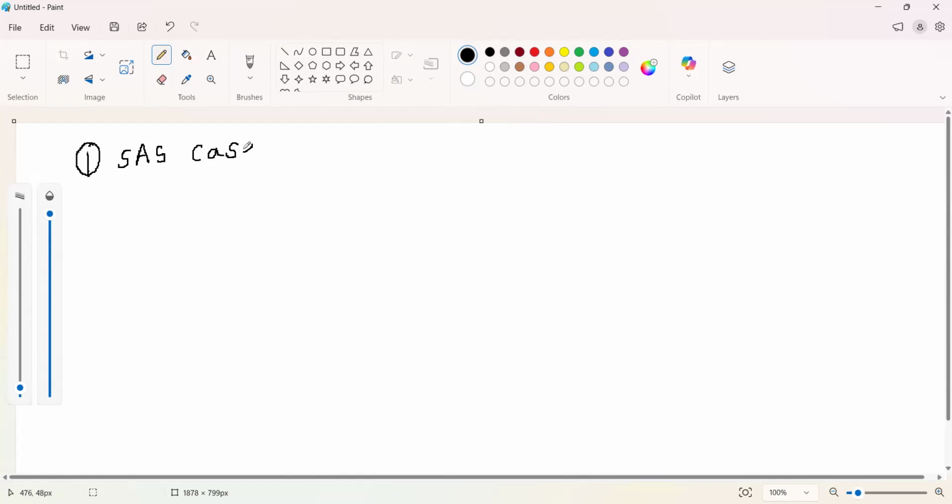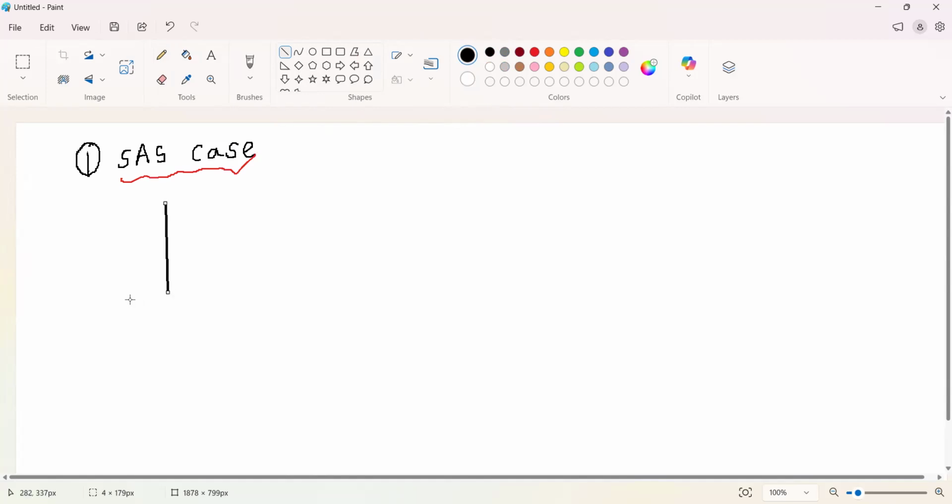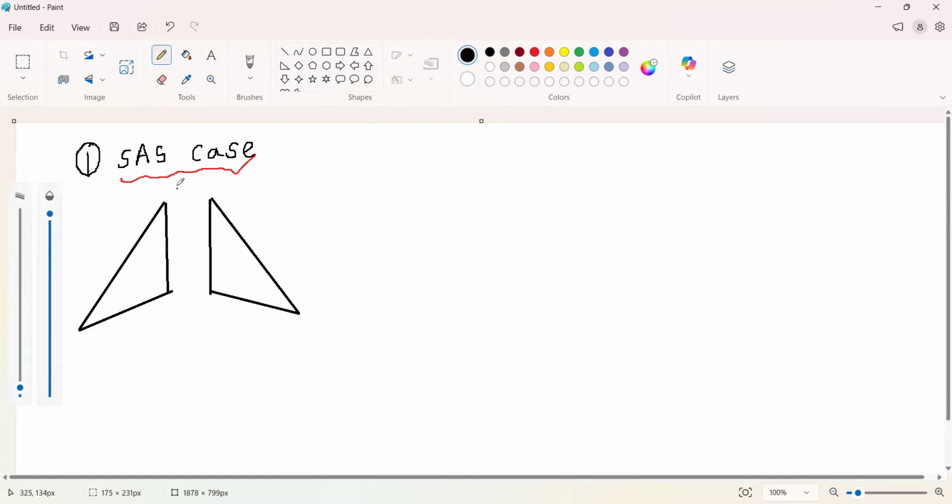Side angle side case means you can write with me, and you can consider there are two sides and one corresponding angle with them. Two sides and one corresponding angle with them, we call it what? Side angle side case.